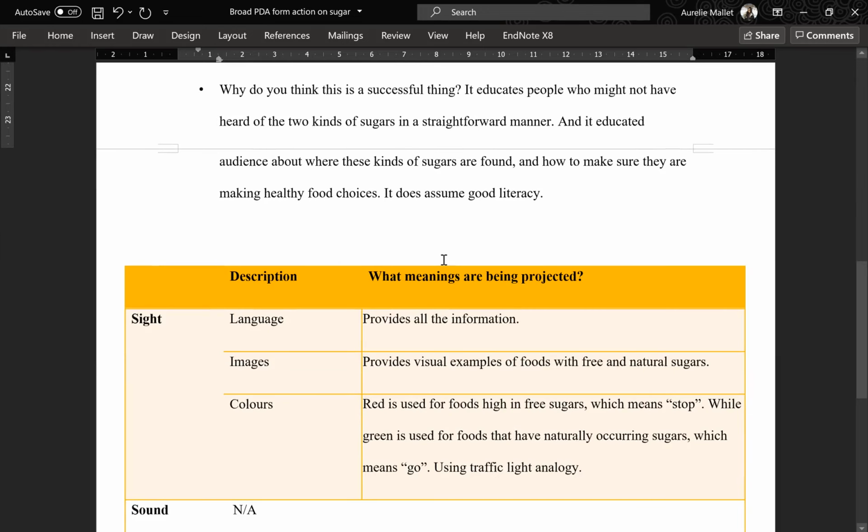And so why is it a successful thing? Why is this something that we can use as a model? So it's educating people who might not have heard of these types of sugars before, and it does so in a quite straightforward manner. It's also telling them where these different types of sugars are found and what foods and drinks they should be consuming more of and less of. So it educates them about how to make healthy choices. Like I said, it also assumes a good level of English literacy.